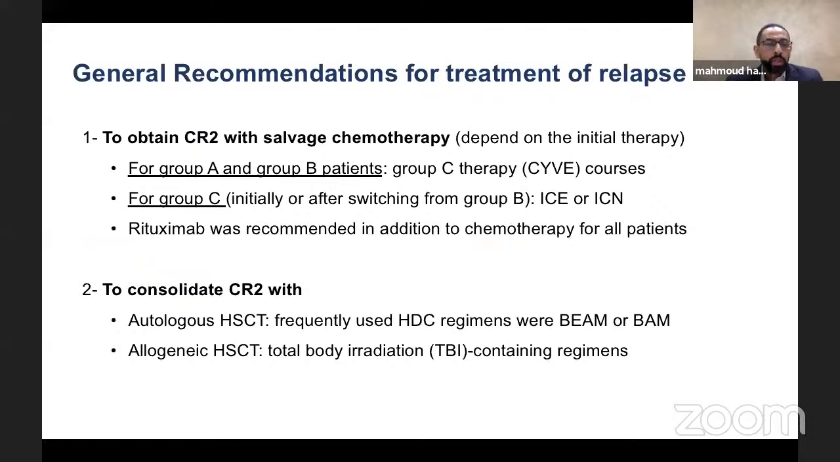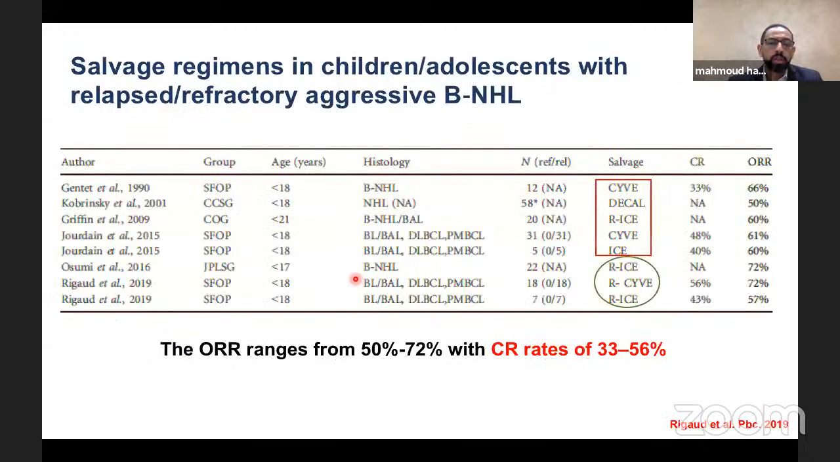So a general recommendation for treatment of relapse: we need to achieve a second complete remission with salvage chemotherapy, and this depends on the initial therapy given. So for group A and group B, patients could be upgraded to group C therapy. And for group C, we can shift to other lines that contain carboplatin regimens like ICE, and rituximab is recommended in all relapsing patients. And to consolidate second complete remission, we need to transplant patients with either autologous or allogeneic stem cell transplantation.